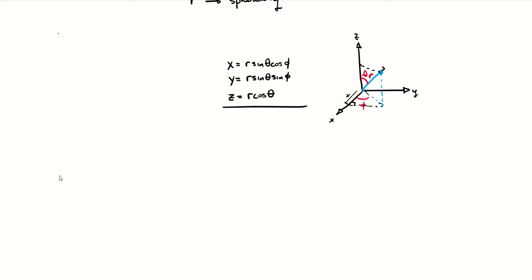So let's just take a differential volume element there. That dV is equal to dr times r dθ times r sin θ dφ, right? Or if we were to collect a bunch of terms, r² sin θ dr dθ dφ.